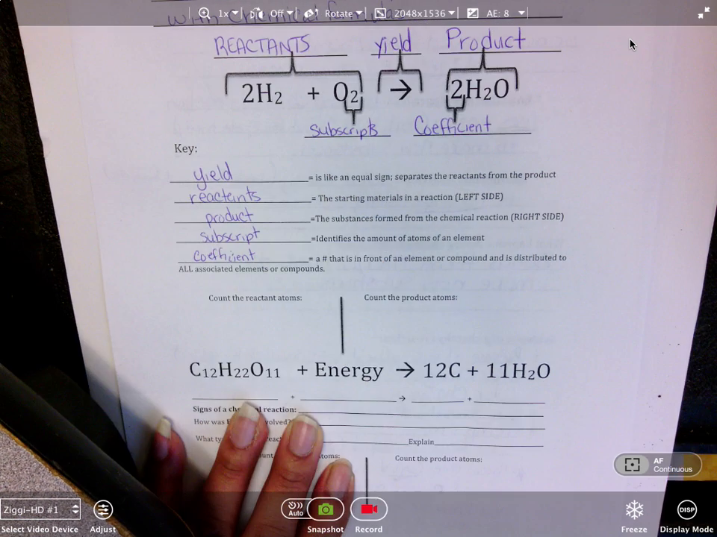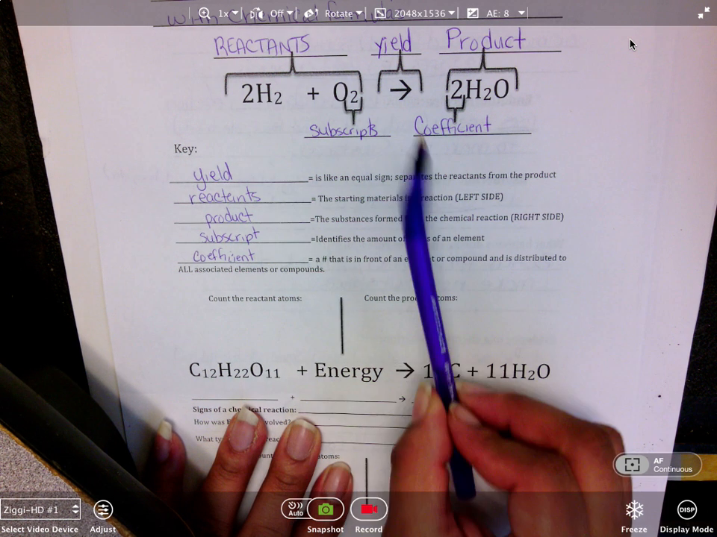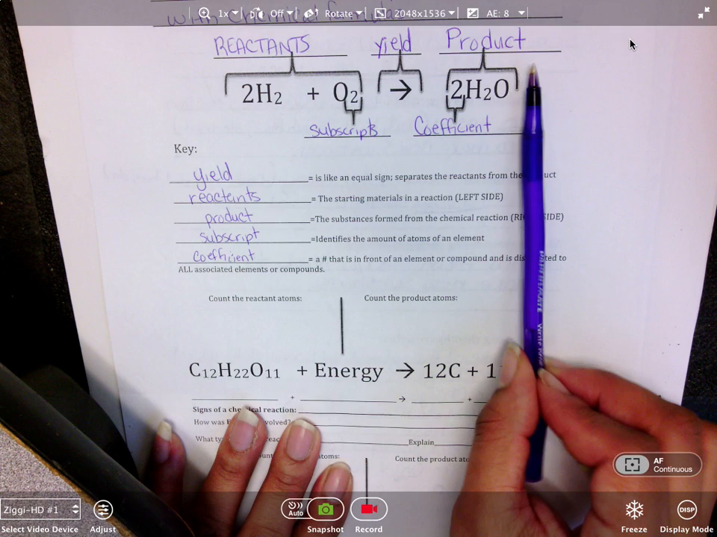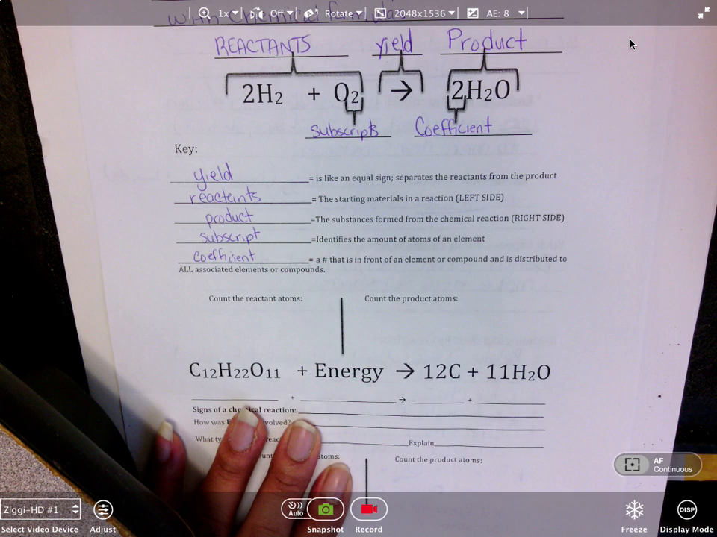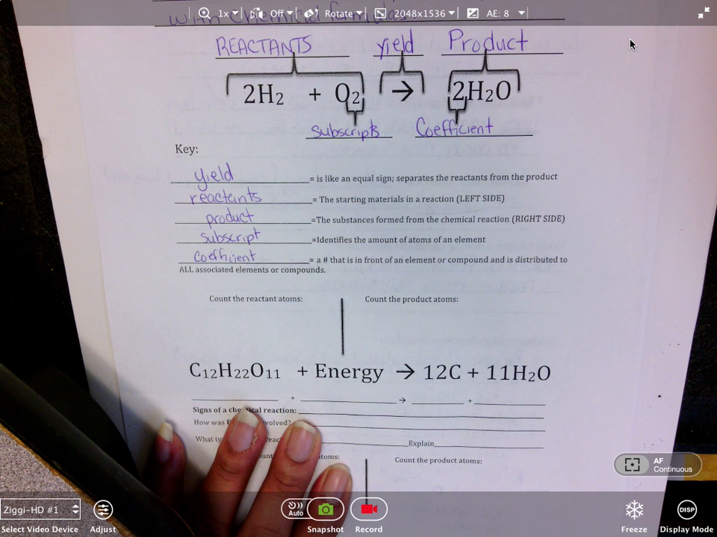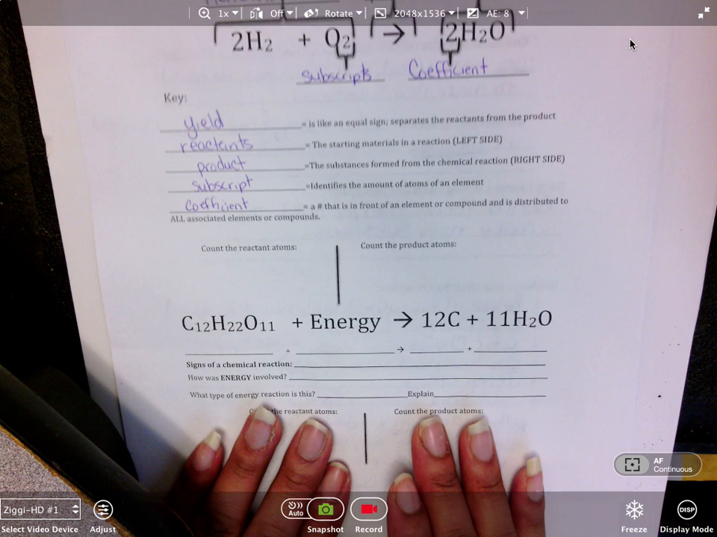Now, if there were energy, which there would be in this equation, it would be on this side of the equation. Energy is not something that we have to label as a product or a reactant, because energy is not matter, which means that it does not have what and does not take up what. Excellent.